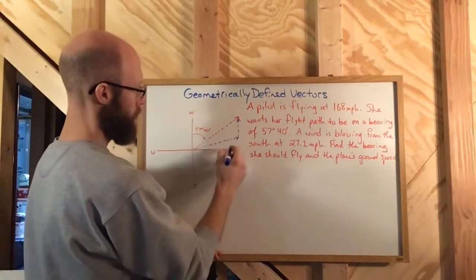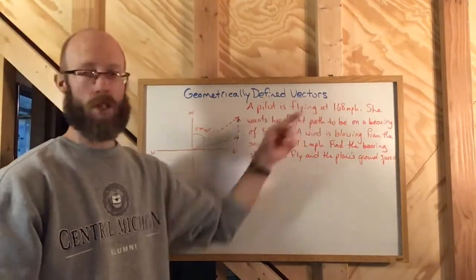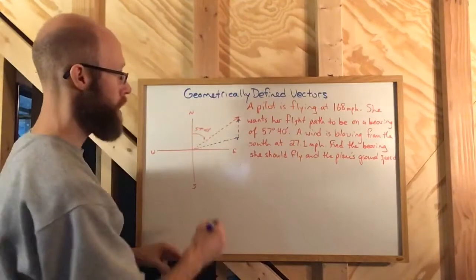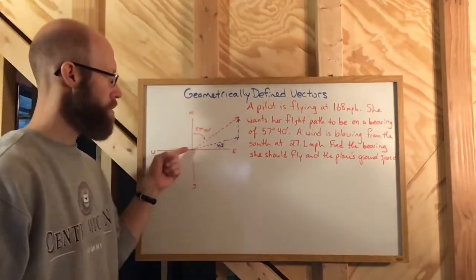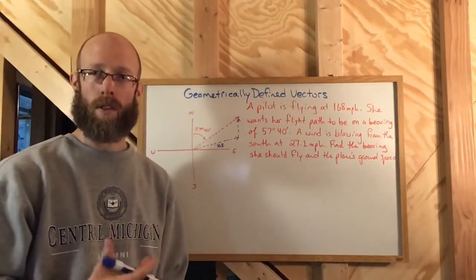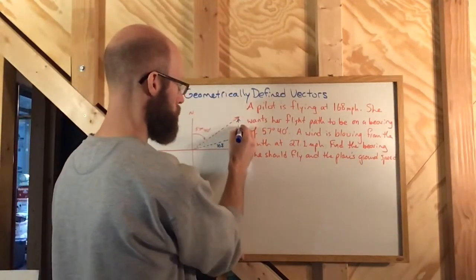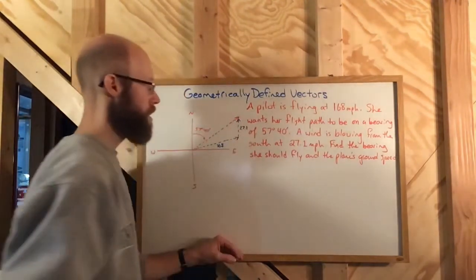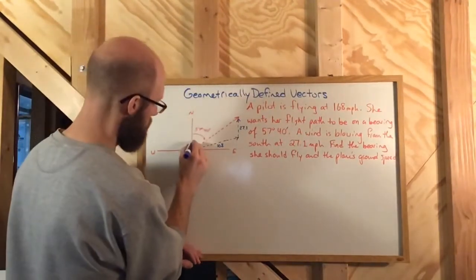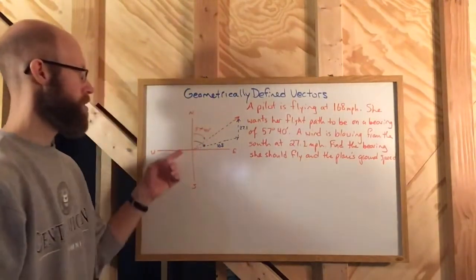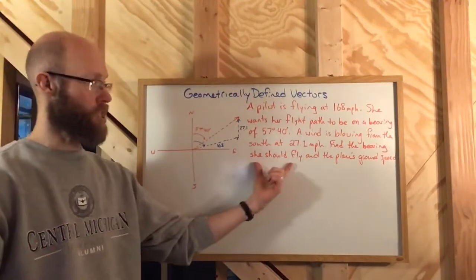Okay, so we know that her speed is 168 miles per hour, right? 168. That is the magnitude of the first vector. The second vector is the wind speed, which is 27.1 miles per hour, okay? And so what we want to know is what this angle is coming down to the blue vector. That's the bearing she should fly.